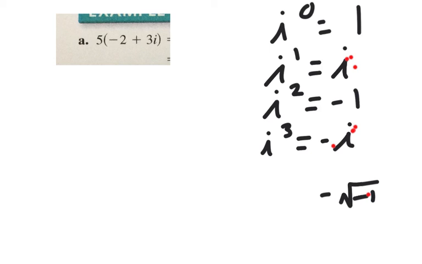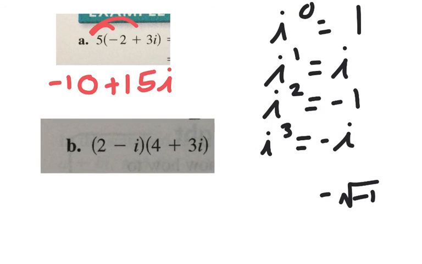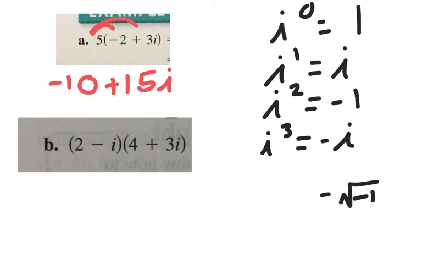Right here, this works just like you think it would. You need to distribute because the 5 is out front being multiplied. So I distribute here. That gives me negative 10 and a positive 15i. Any questions on A part? Okay, let's look at B part.